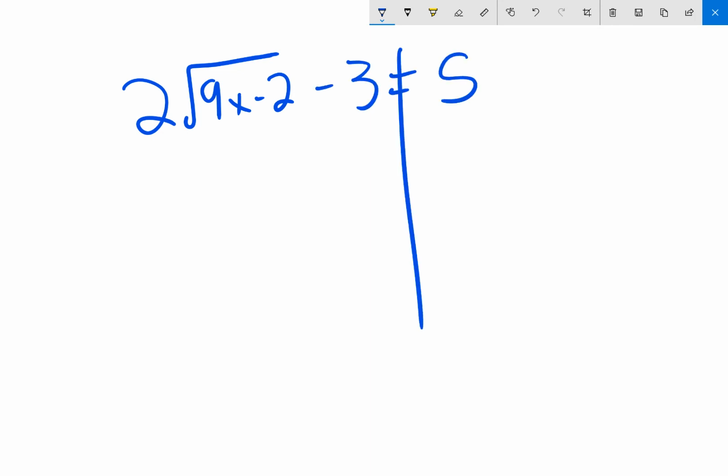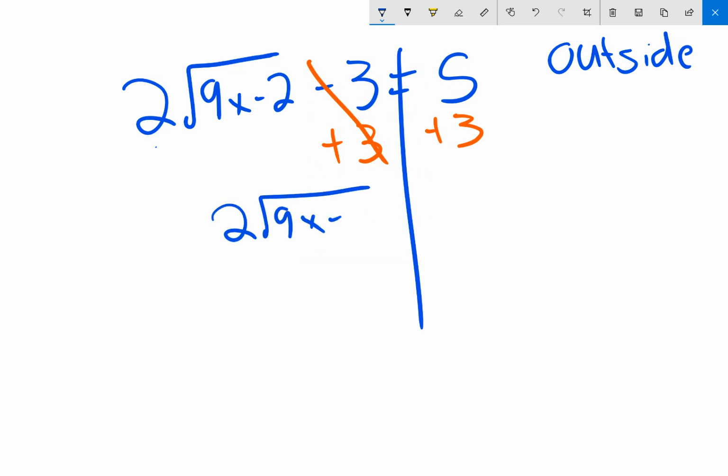Let's solve number 14. We have 2 square root of 9x minus 2 minus 3 equals 5. So remember, let's focus on the outside stuff first. And I can't spell, but that's okay. So outside the radical, I've got the 2 and I've got the minus 3. Now, I always take care of the adding or subtracting first. So I'm going to do plus 3 to move this 3 first. That's going to leave me with 2 square root of 9x minus 2 equal to 8.